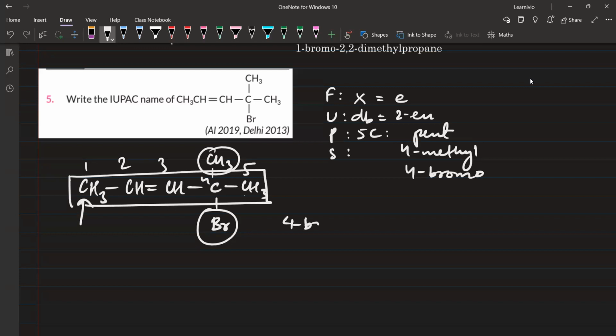The name will be 4-bromo-4-methylpent-2-ene. Make sense? Yes or no? Please tell me, Rishita.